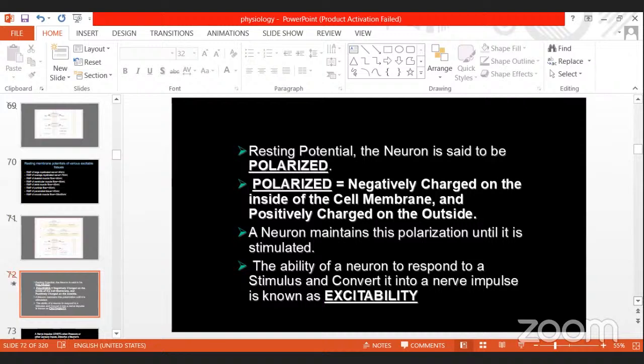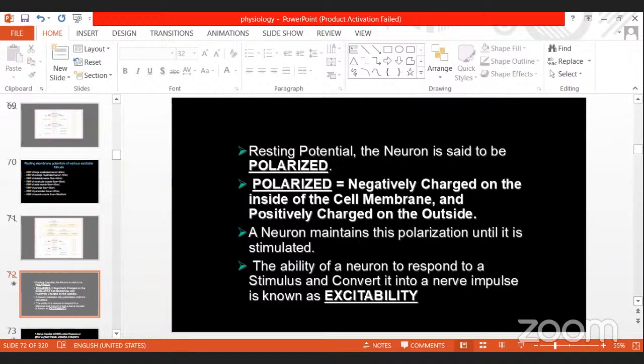So at the resting membrane potential, the neuron is said to be polarized. That is, negatively charged on the inside and positively charged on the outside. And this polarized state will be maintained until a neuron is stimulated. Not only a neuron, the ability of a cell to respond to a stimulus and convert it into a nerve impulse is known as excitability.